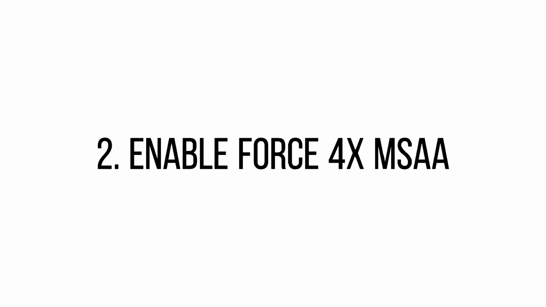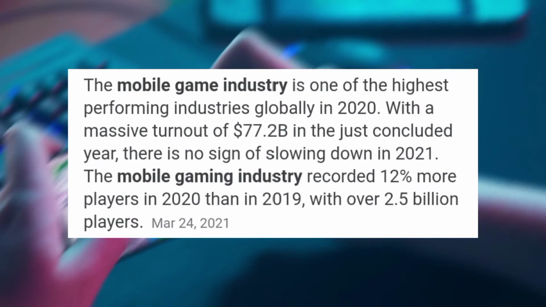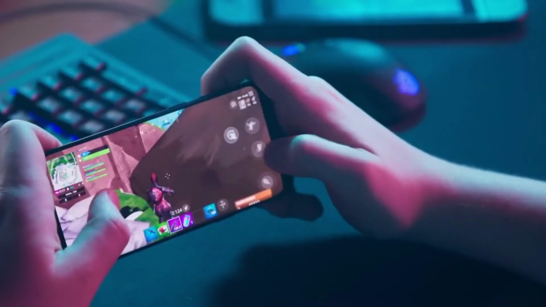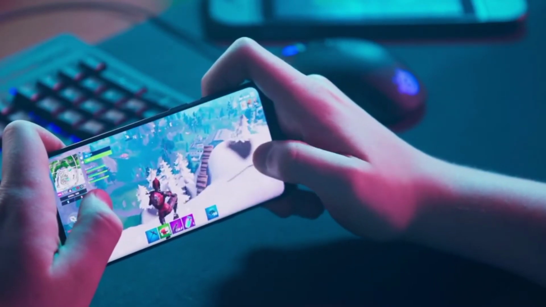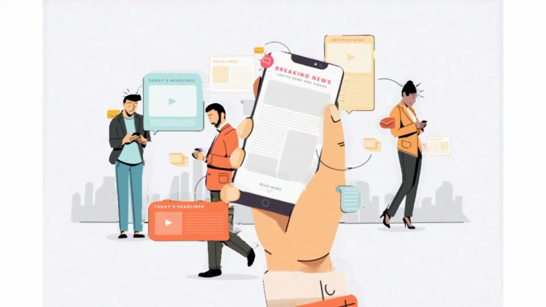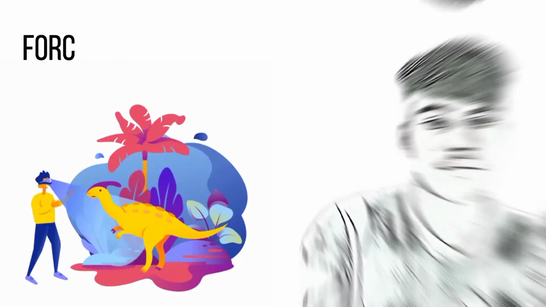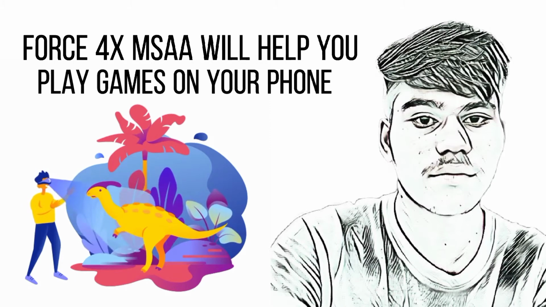2. Enable Force 4x MSAA. After 2018, the mobile gaming industry grew rapidly because now you can play games even on a mid-range smartphone. That's the reason behind the gaming industry growing so much. But if you're using a low-budget smartphone, it will be a little tough to play high-graphic games on it. So using Force 4x MSAA will help you to play games easily on your phone.